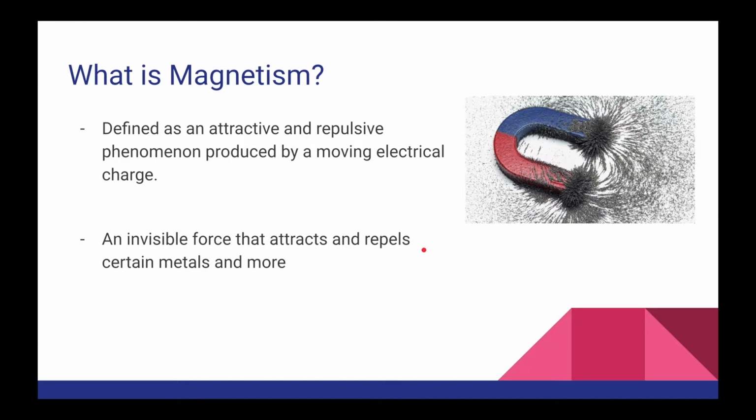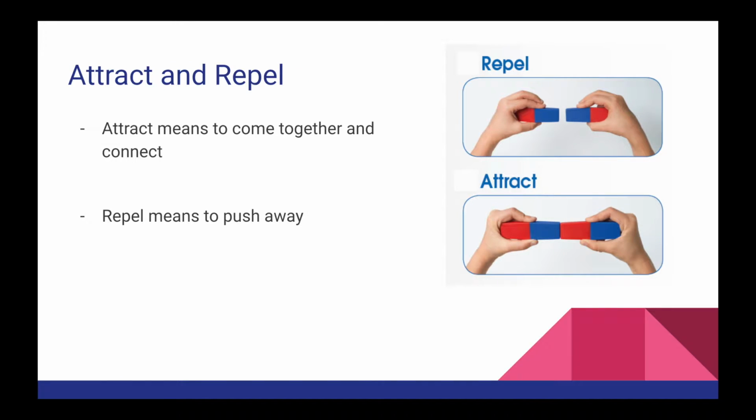I will be pointing out some stuff that you might want to remember, because simplest is the best way to remember. You want to remember the easiest words possible. So, attract or repel. Attract means to come together and connect, and repel means to push away. This image immediately shows that. Repel, not so well. And then attract, well, these are together, yay. Alright, friendship achieved.